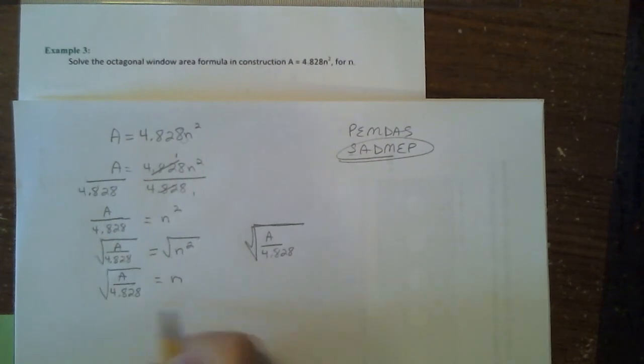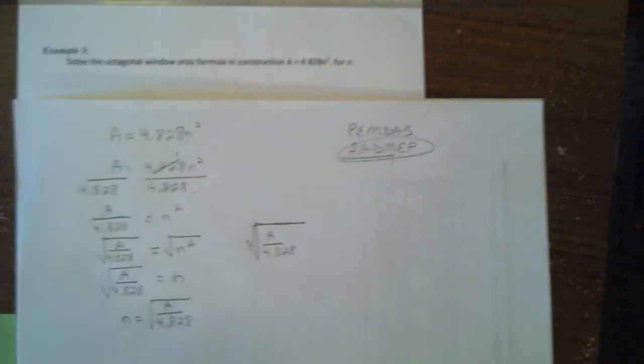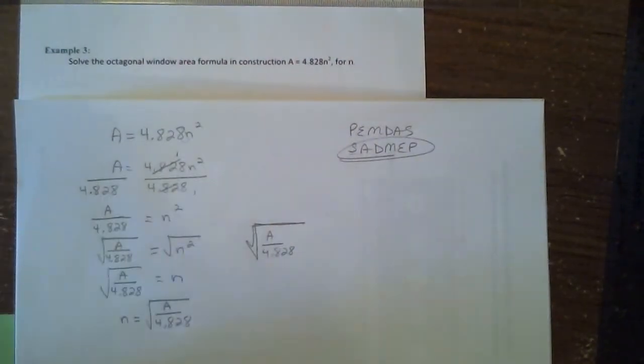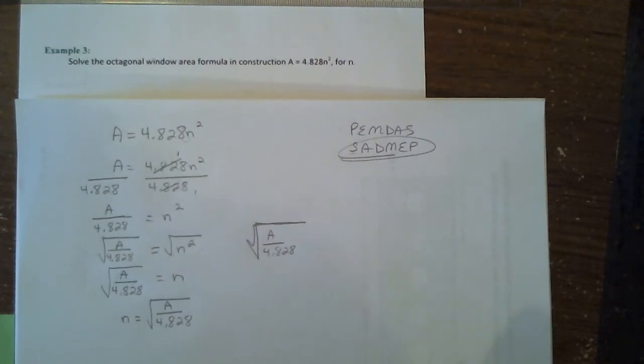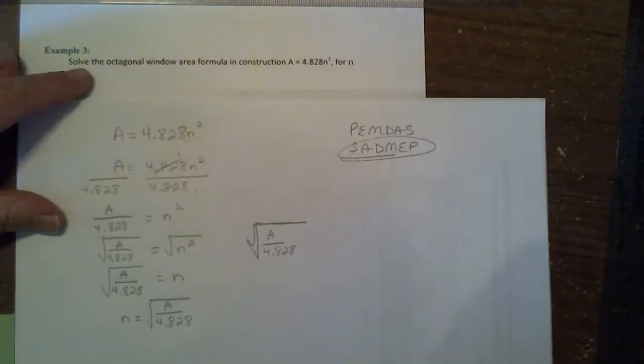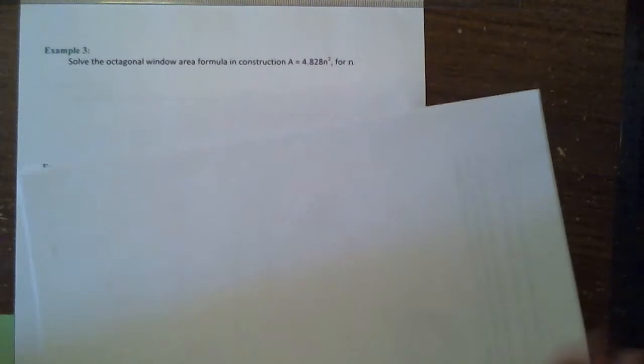4.828, and once again, you know me, and this is a really good form I'd like you to develop. So it's A over 4.828. And hopefully I didn't make any mistakes. We started with this formula, and we now have a new formula for finding N. Whatever that is, who knows? Maybe it's, I don't know, the length of one part of the octagon. Okay, let's take a look at the next one.